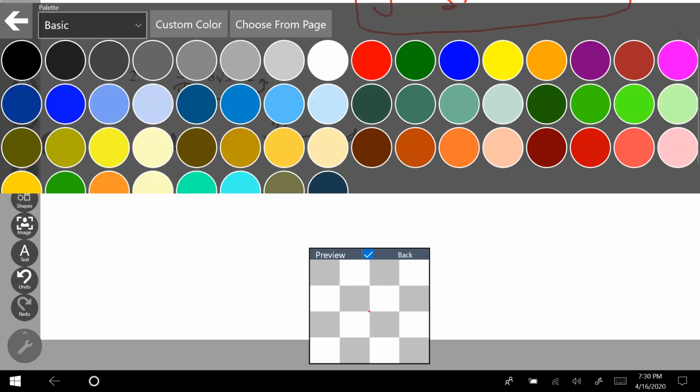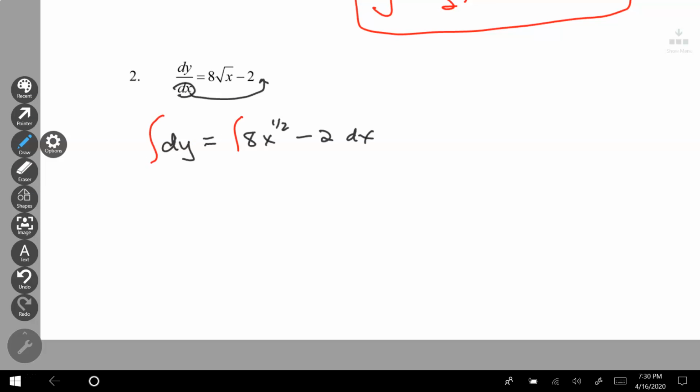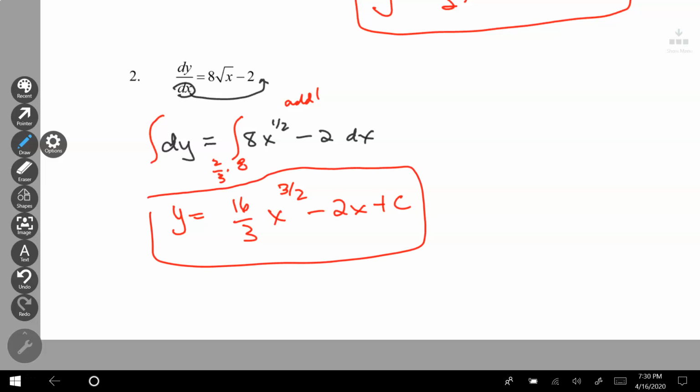So what I want to do, I want to take its antiderivative. So y equals, well, I got to add 1 to this, and I just do top minus bottom, or 3/2, and the reciprocal of 3/2 is 2/3 times 8. I get 16/3 x to the 3/2 minus 2x plus c. That is the general antiderivative of that differential equation. Again, you can always take its derivative and see if it works out.